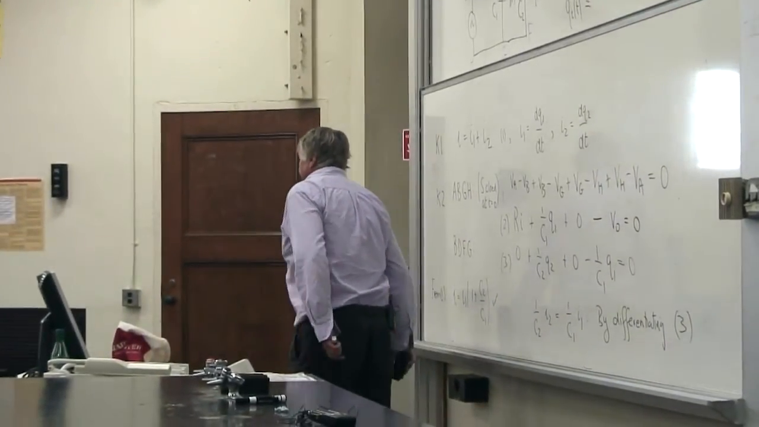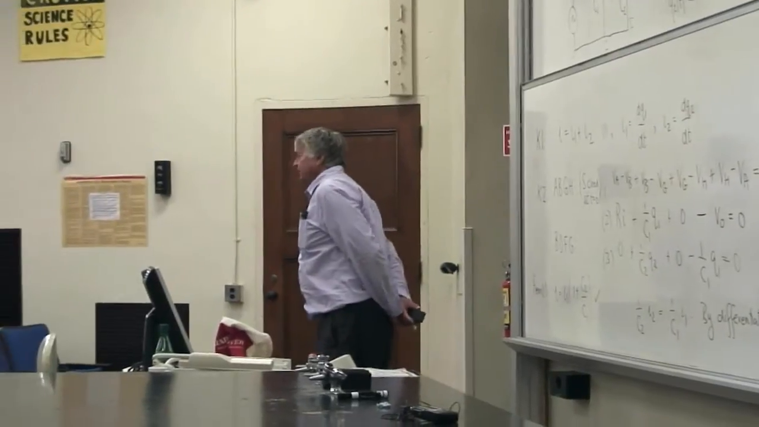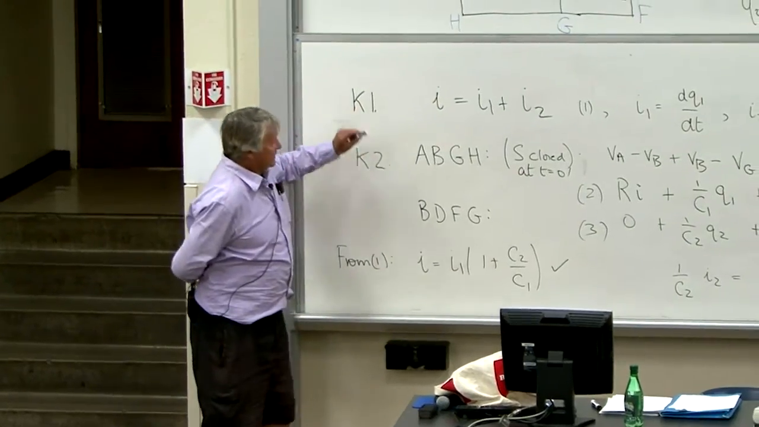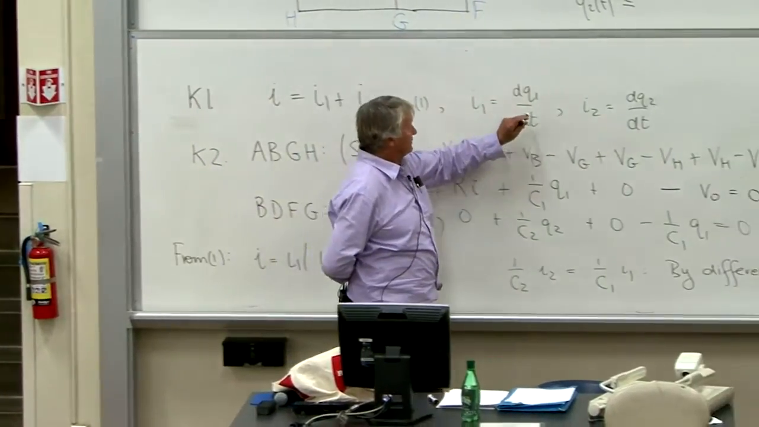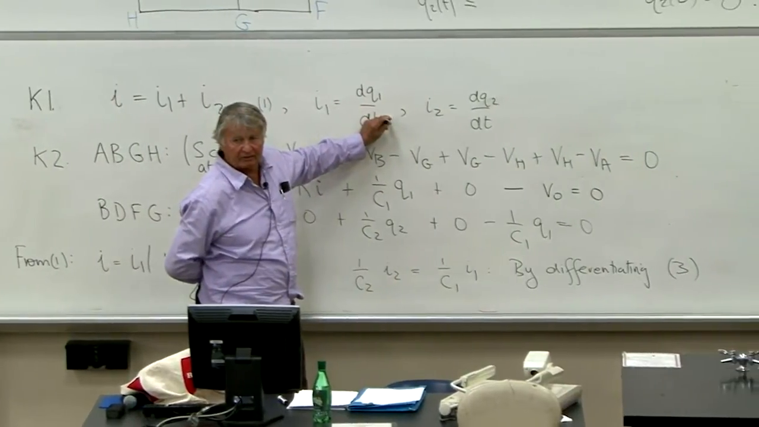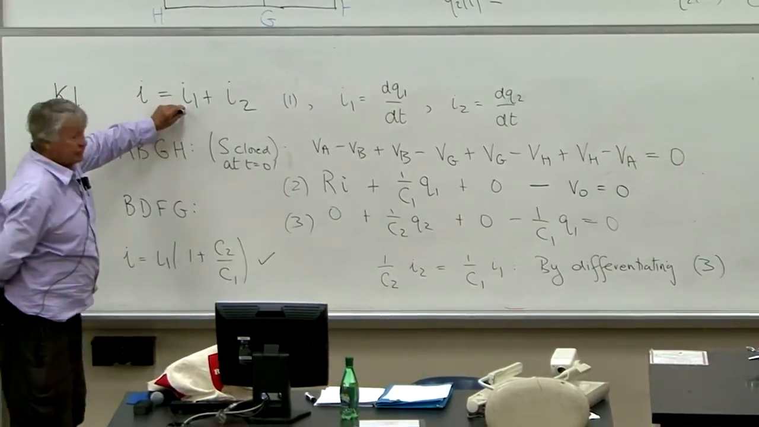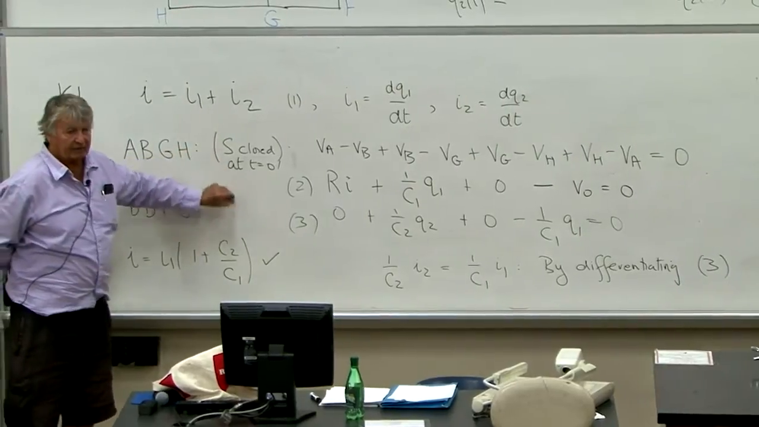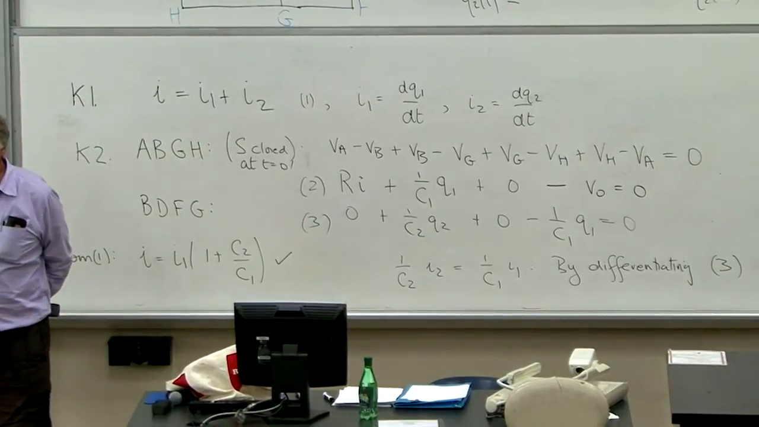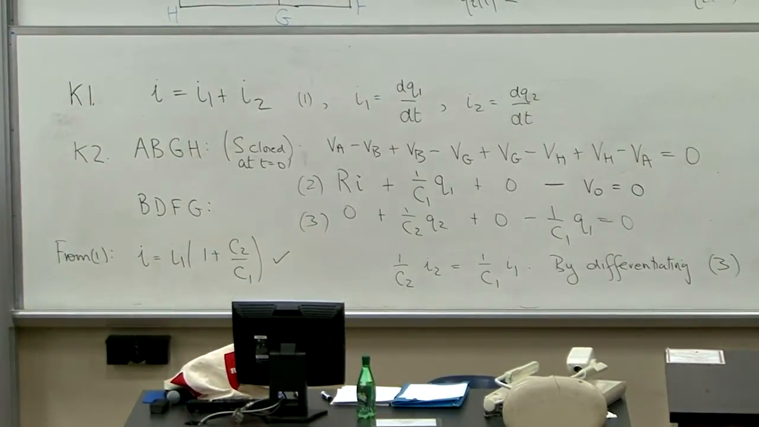Any questions on this? Any questions on the ideas? Essentially, we have the relation between current and rate of change of charge. We have Kirchhoff 1 and all the possible independent closed circuits for Kirchhoff 2.